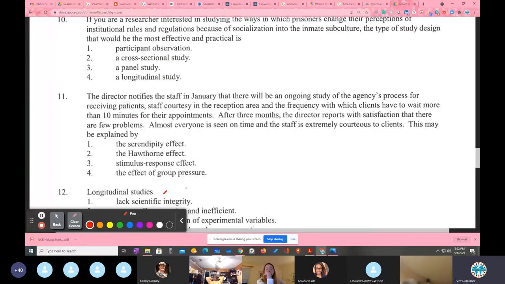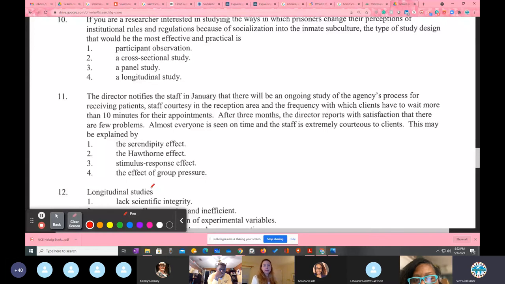Number 11, the director notifies the staff in January that there will be an ongoing study of the agency's process for receiving patients, staff courtesy in the reception area, and the frequency at which clients have to wait more than 10 minutes for their appointments. After 3 months, the director reports with satisfaction, there were very few problems. Everyone is seen on time, and the staff is extremely courteous to the clients. This must be explained by, and I don't see any of my answers being a miracle happened, right? There's no miracle that came down. So what happened? A, the serendipity effect, B, the Hawthorne effect, the stimulus response effect, or C, the effect of group pressure.